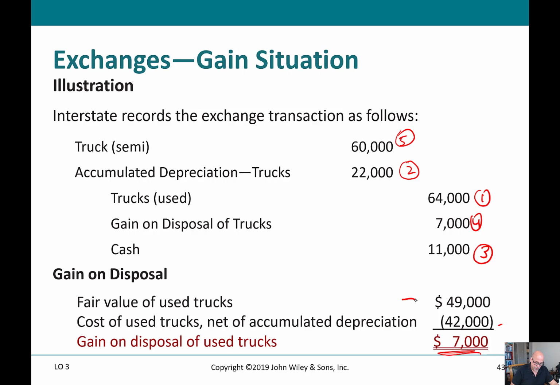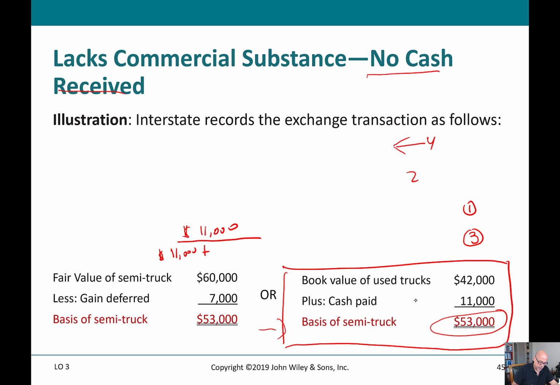The fair value of that truck was 49. So if you take 11,000 plus 49,000, I thought I had written this calculation down somewhere, but apparently I don't know where I wrote it. So 11,000 is going to be divided by 11,000 plus 49,000. 11,000 plus 49,000 is 60,000.